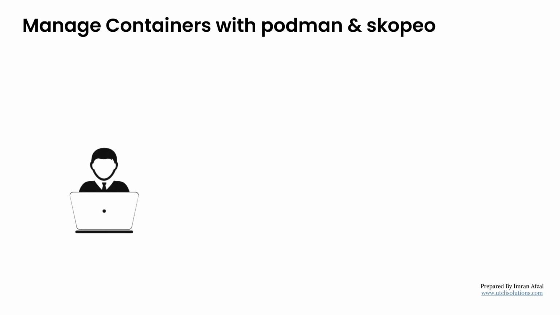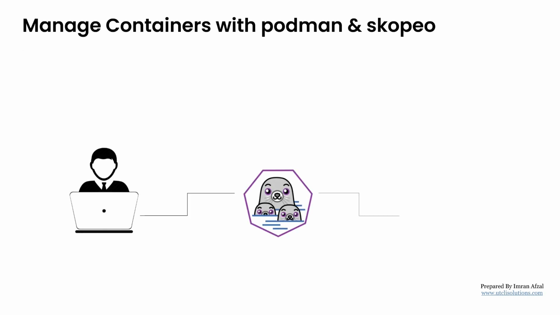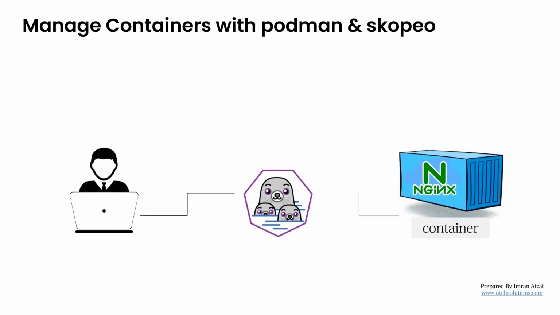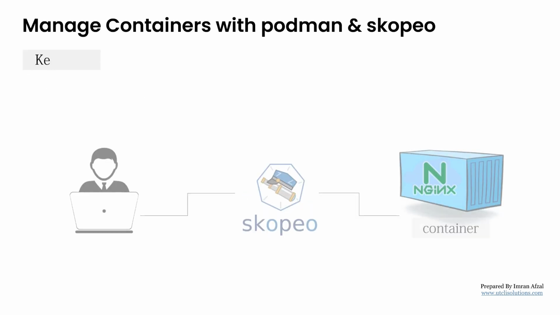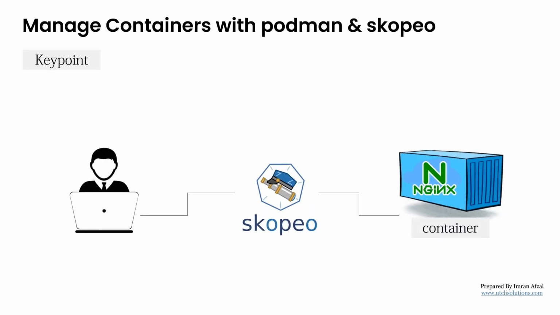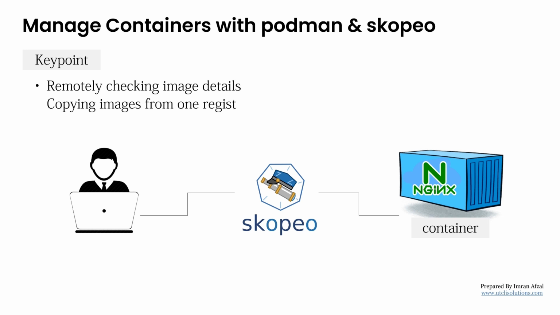In a real world scenario, when you want to deploy an application like a web server using containers, you use Podman to create and manage the container. For example, deploying an Nginx container using Podman allows you to set port mapping, assign names, and run in the background. Meanwhile, Skopeo is ideal for remotely checking image details or copying images from one registry to another, all without pulling or running them.